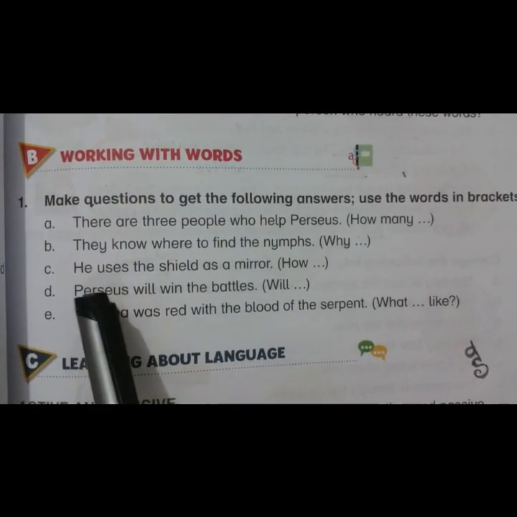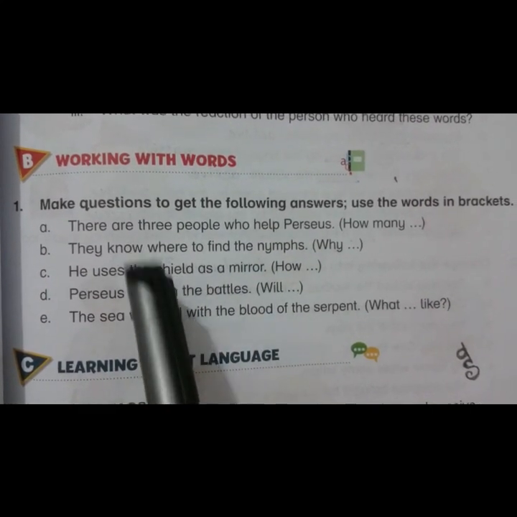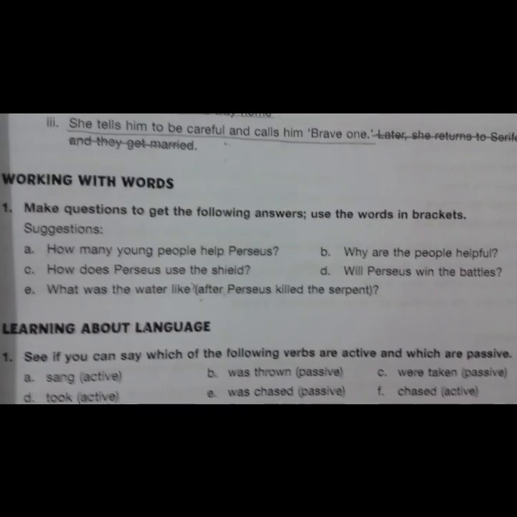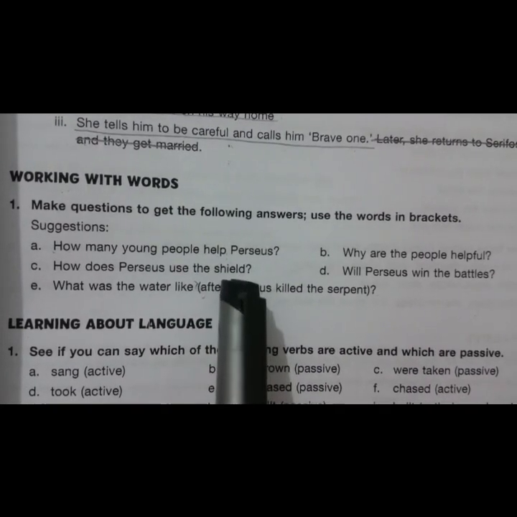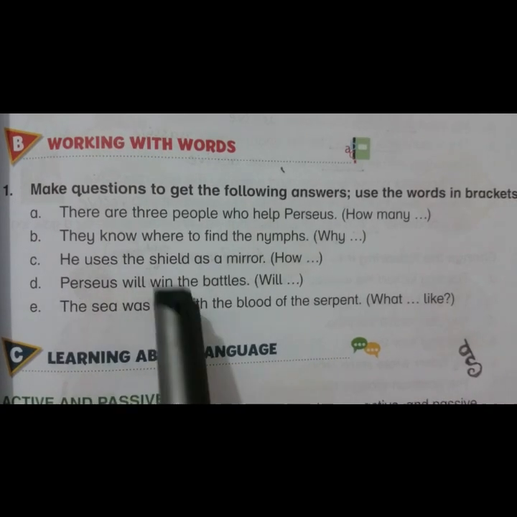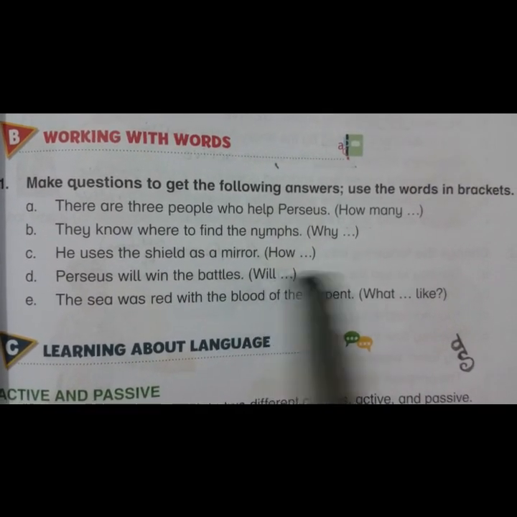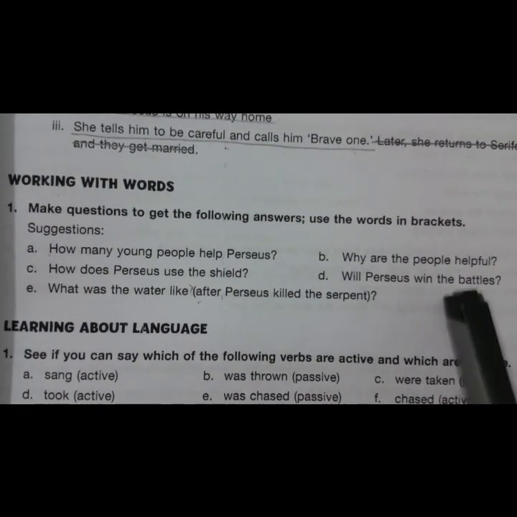Next answer is he uses the shield as a mirror. The possible question will begin with how. So the question is how does Perseus use the shield? Our next answer is Perseus will win the battles, and the possible question will begin with will. And the question will be will Perseus win the battles?